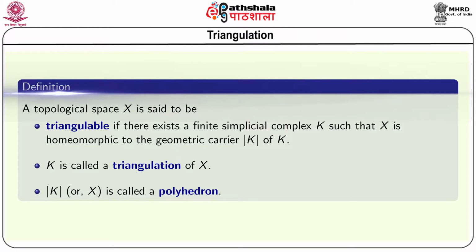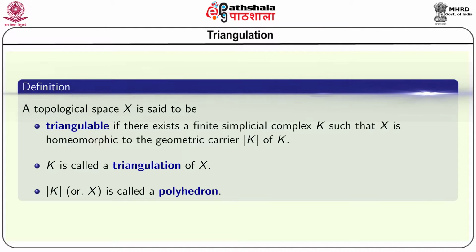Intuitively, if a topological space can be viewed as a geometric carrier of a certain simplicial complex, then that topological space is called triangulable, and that particular simplicial complex is called a triangulation of the topological space. Now, we define a triangulable topological space formally.